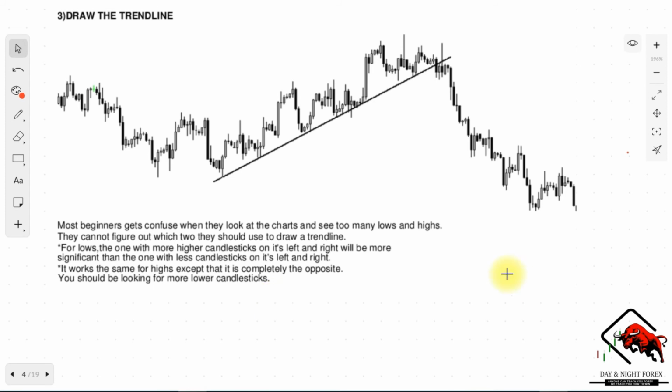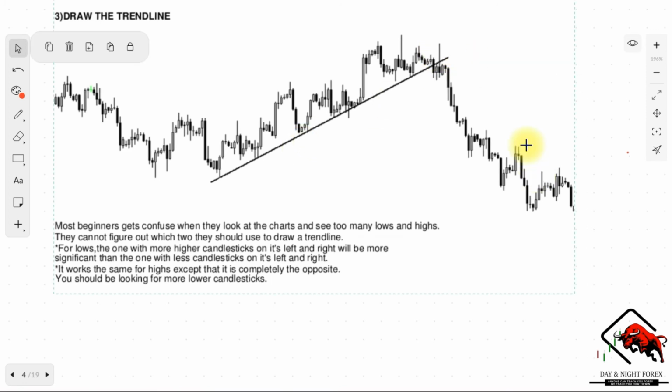For lows, when you're trying to draw your trend line, after that low candle, there should be a lot more higher candles on the right. And then when you're drawing a trend line going down, it's obviously the opposite. You're looking for that highest point, and going forward, you should have a lot of lower candles. The candles that are going forth should be way lower than the point where you want to draw your trend line starting from. So that is how you figure it out.